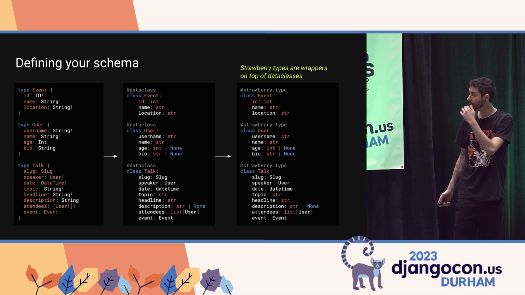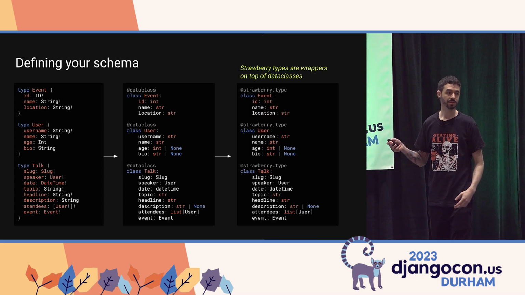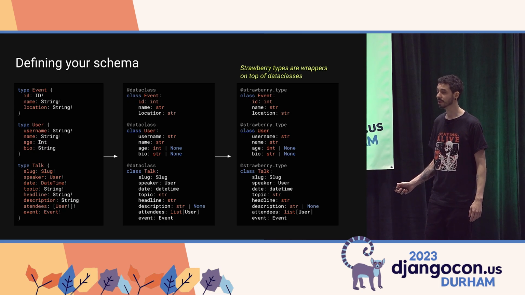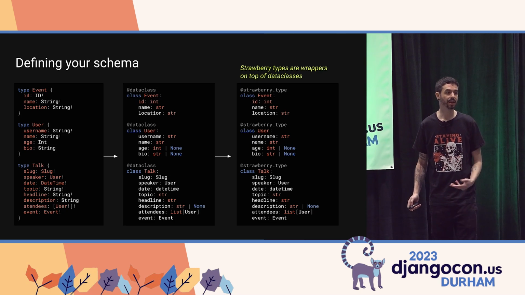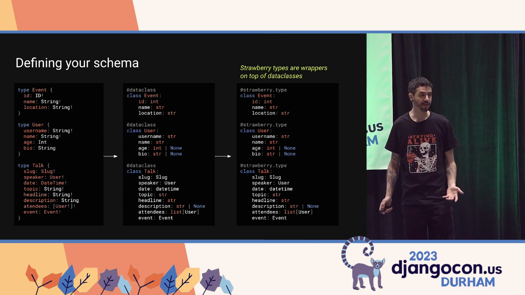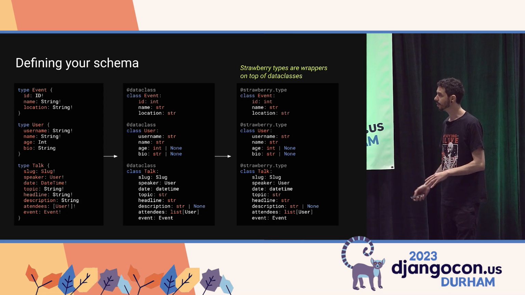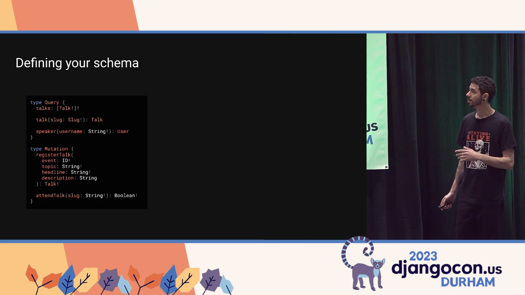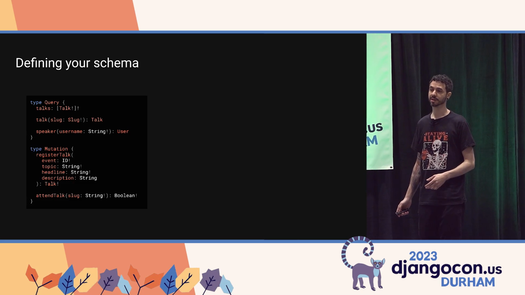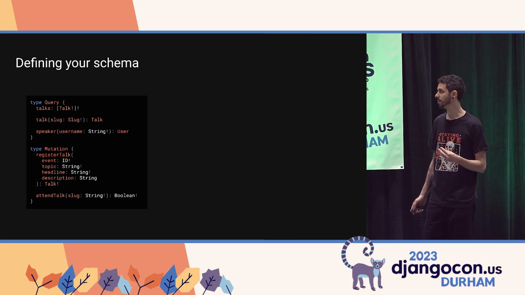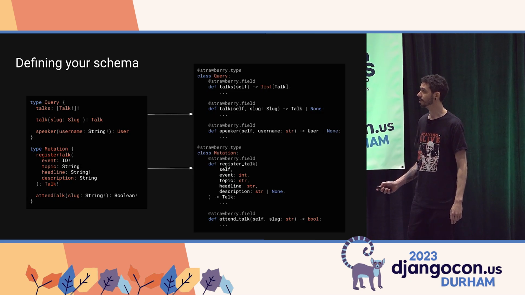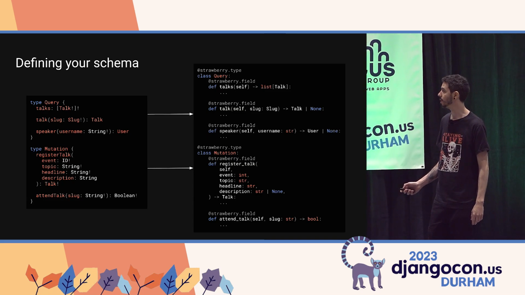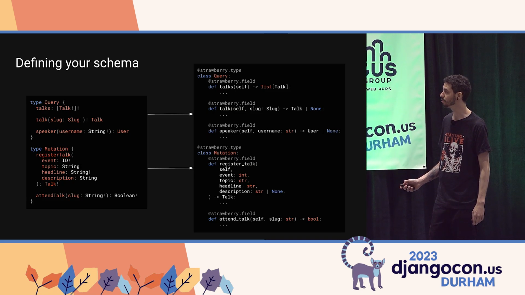And when we want to expose that in Strawberry, we basically exchange the data class here with at strawberry.type. Strawberry is basically a wrapper on top of data classes, so Strawberry types are basically valid data classes. And for queries and mutations, we can write them as well as Python using Python idiomatic ways. For example, for talks, we have a Strawberry field here, a function talks, which will return a list.